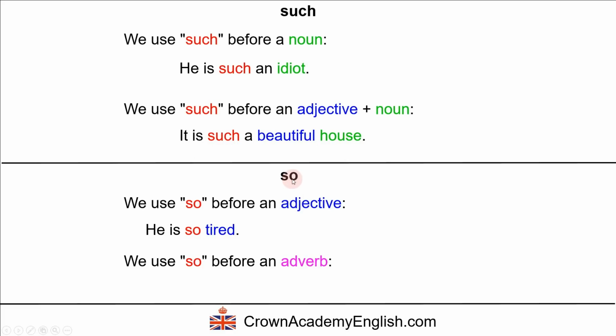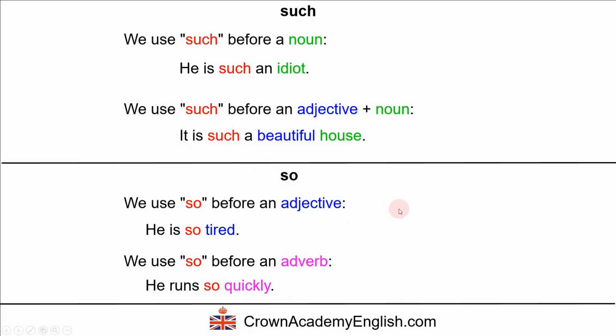And finally, we can use so before an adverb. He runs so quickly. So we would say this if we are very impressed by the speed of someone. So these are the general basic rules for the difference between such and so.